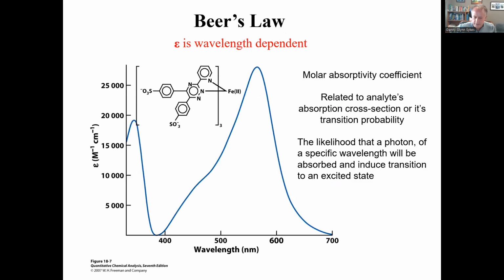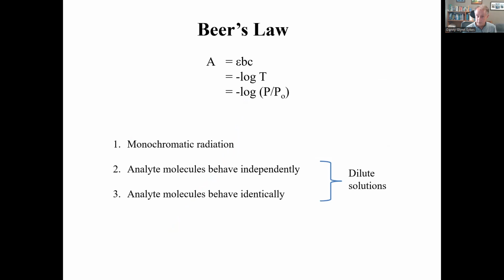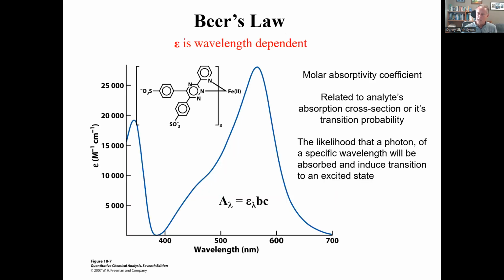So this is just a plot, taken from the Harris book, showing that epsilon is wavelength dependent. We can see that at different wavelengths, epsilon is different. The reason is that whenever we do absorption studies and want to be quantitative using Beer's law, we have to specify a wavelength, right? Because epsilon changes. Concentration doesn't change as a function of wavelength. That's just whatever I make the solution to be, or whatever the analyte concentration is in the solution. B, the path length, is independent of wavelength. But epsilon is dependent upon wavelength. We'll see that in the next slide.